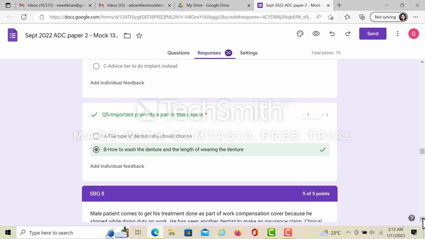So what needs to be taught to this patient is how to wash the denture and for how long she's supposed to use it. Like, not wear it at night, keep it in water, wash her mouth, wash the denture: oral hygiene measures and denture hygiene measures. So the important preventive part in this case is this. Even if some other options were given, this is what the question is trying to ask you, like how to prevent the same condition again.